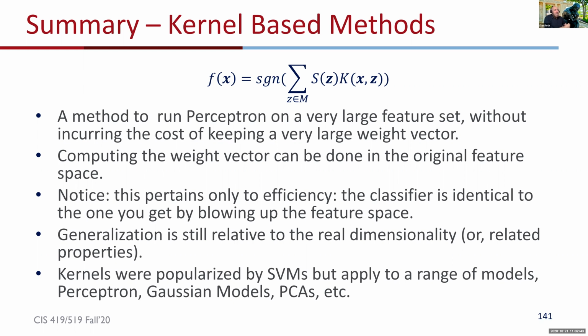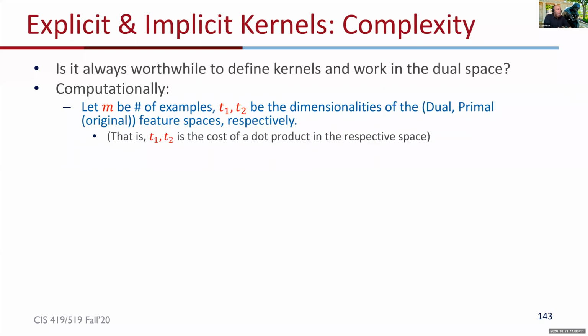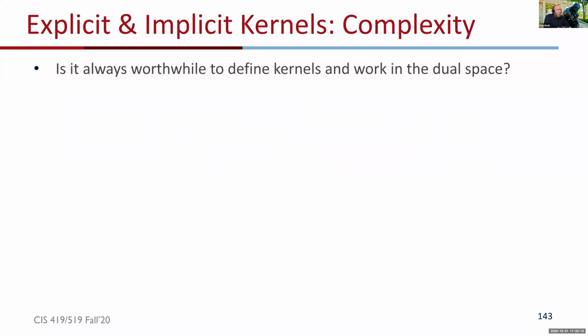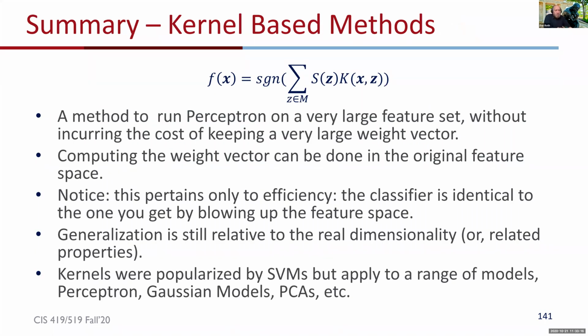Okay, and again, kernels became popular because of the use of support vector machines, but they apply to many, many models. As I showed, it applies to perceptron and many other models that we're not going to talk about. We are going to revisit it in about 2 weeks when we talk about support vector machines and show the use of kernels there. Okay. So, before that, any questions so far?